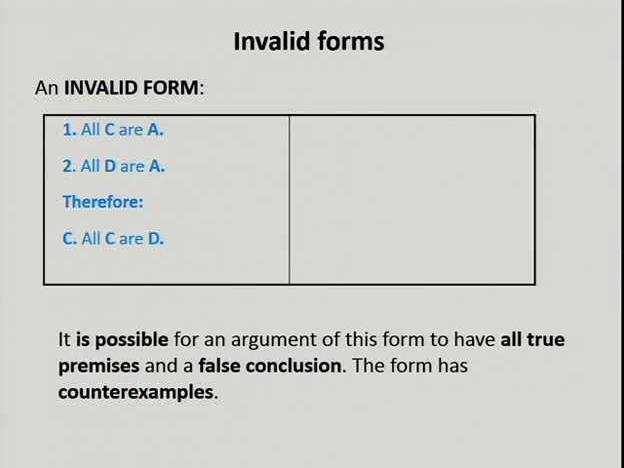Now here's one that won't work. And this is basically also the way to detect whether a form is not working, and that's to figure out a counterexample. That is, any example that has true premises but leads to a false conclusion. So this is one of the main techniques here.